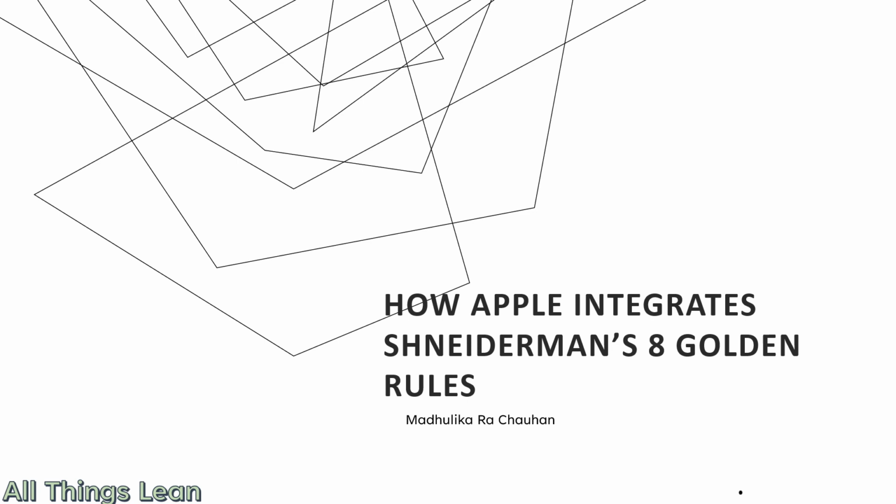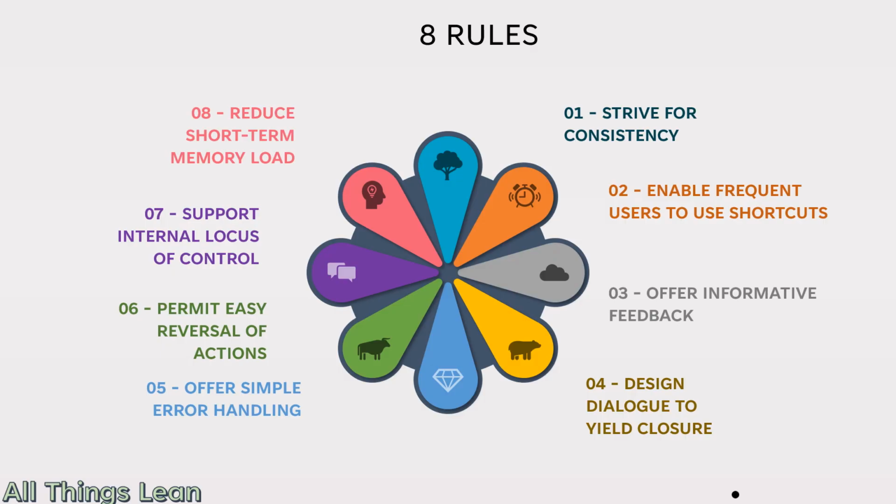In our last episode, we talked about Schneiderman's 8 golden rules to design better interfaces. In today's episode, we will talk about how Apple integrates Schneiderman's 8 golden rules. Apple Inc., a large North American technology company, is a great example of how designs reflecting Schneiderman's 8 golden rules can lead to successful products.